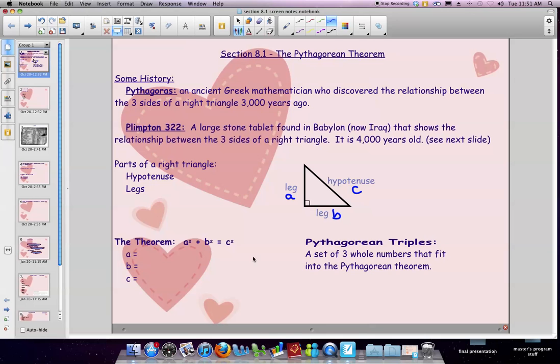Pythagorean triples are simply a set of three numbers that fit into the Pythagorean theorem. In other words, they're sides of the right triangle that fit perfectly into the Pythagorean theorem. One such example is 3, 4, and 5. If this side length is 3, this side length is 4, this side length is 5. That's considered a Pythagorean triple because 3 squared plus 4 squared equals 5 squared.